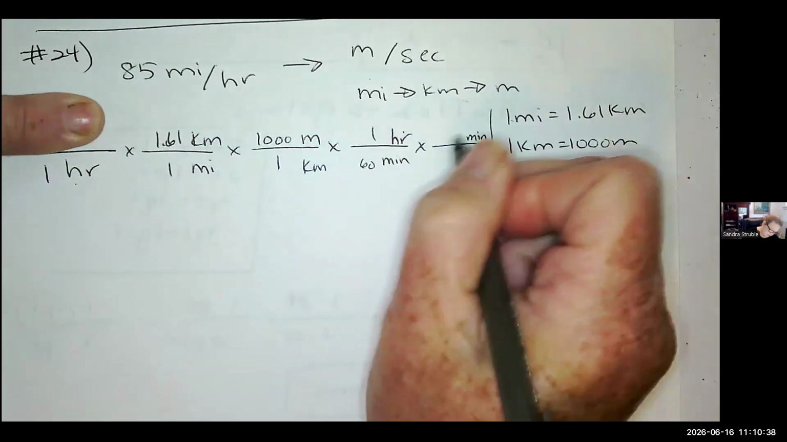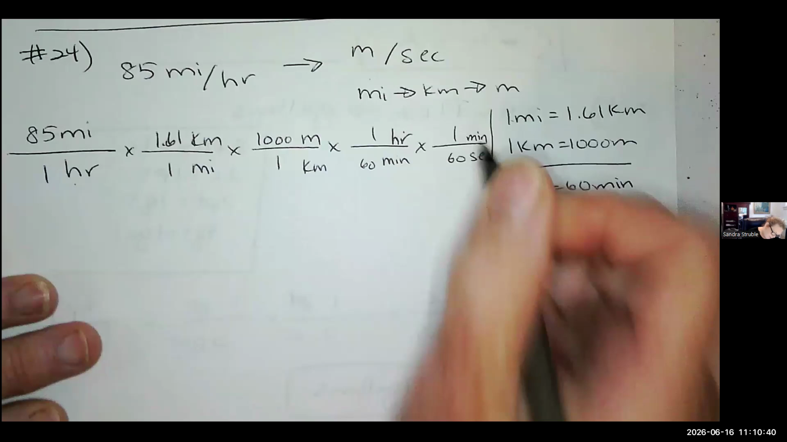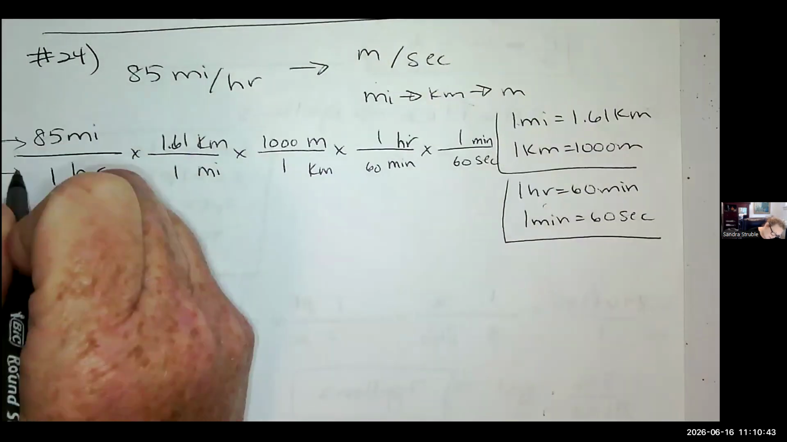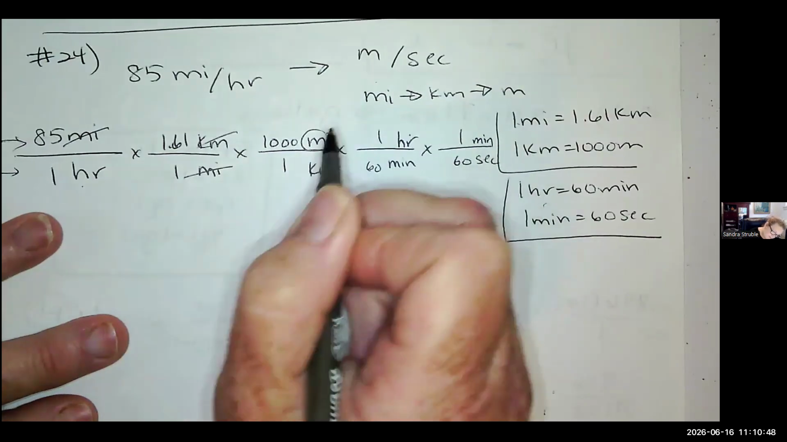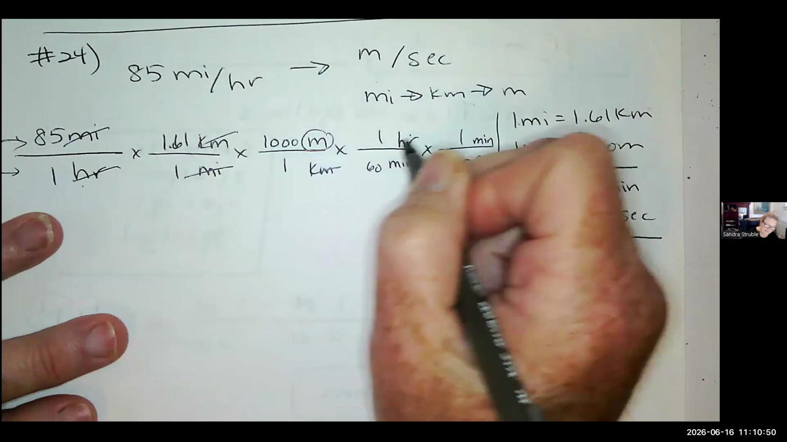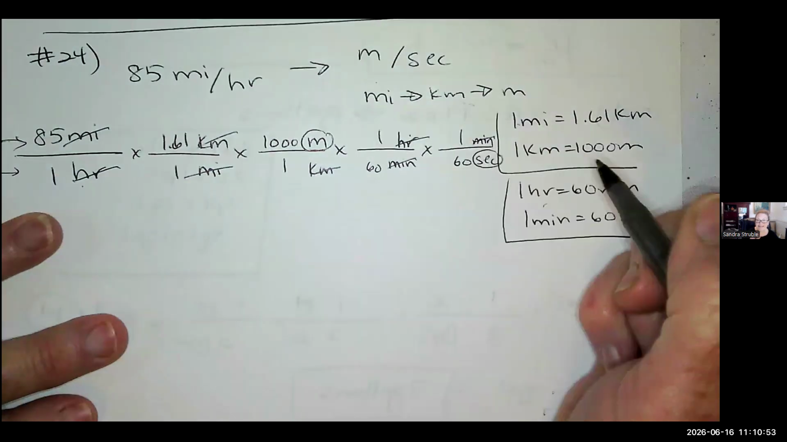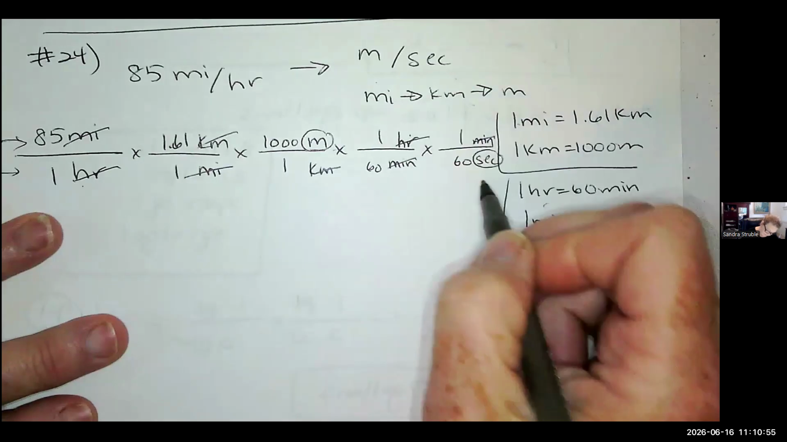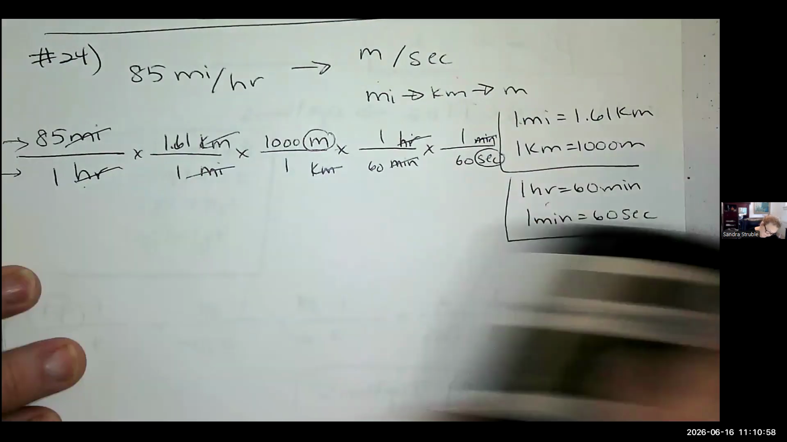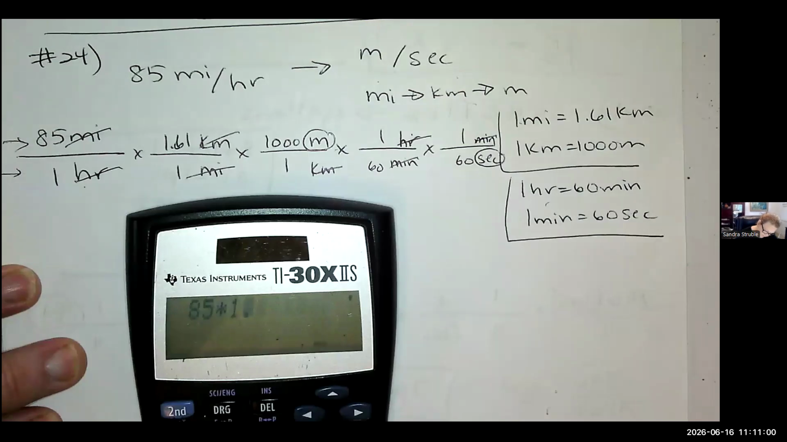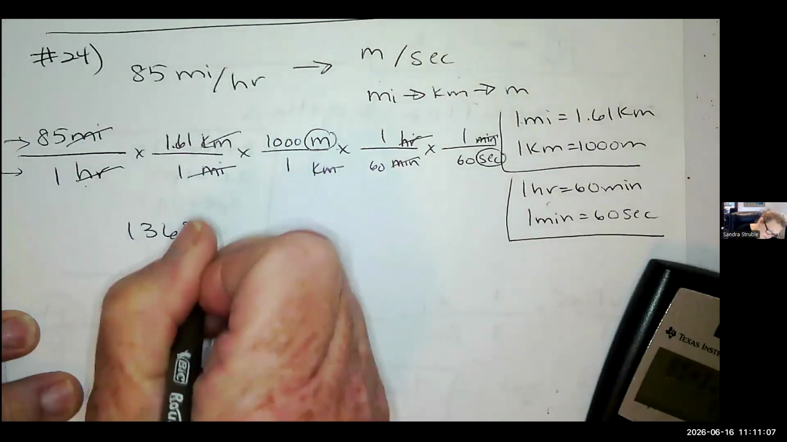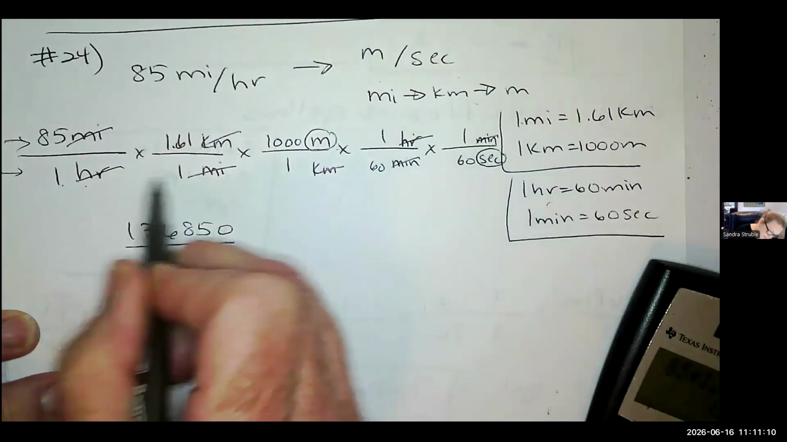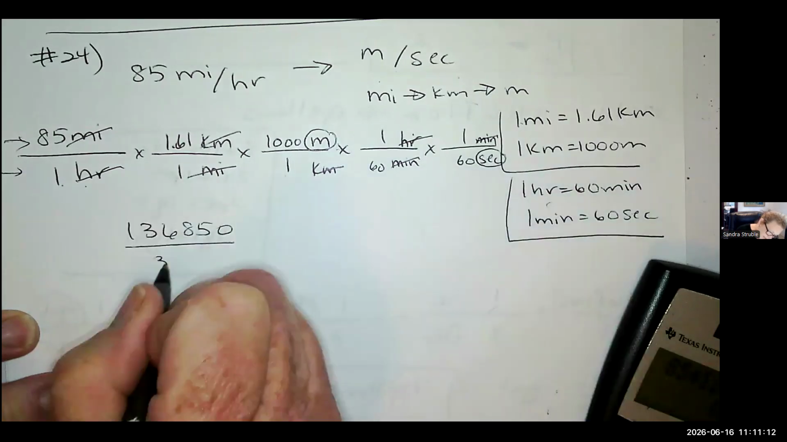Let's check our multiplications here. Multiplying straight across, miles are gone, kilometers are gone, left with meters in the top. Fantastic. Hours are gone, minutes are gone, left with seconds in the bottom. That's exactly what we want, meters per second. Now let's multiply. 85 times 1.61 times 1,000 is 136,850 over 60 times 60 is 3,600. And this is meters per second.